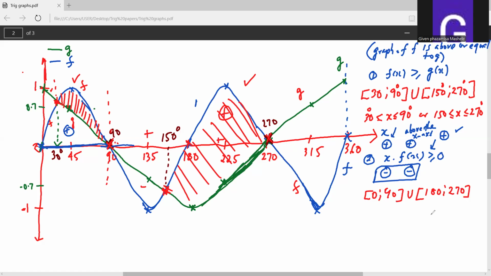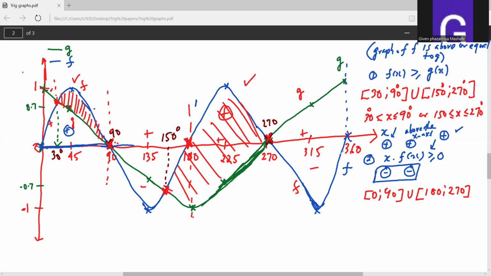So these are the only answers, because on this side x is positive but f is negative, so it's not what we want. So we got the answer. It's from 0 to 90 and from 180. Actually from 180, not 150 but 180 here, up until 270. f is positive, but at the same time x is positive. So that is where we get our answer.